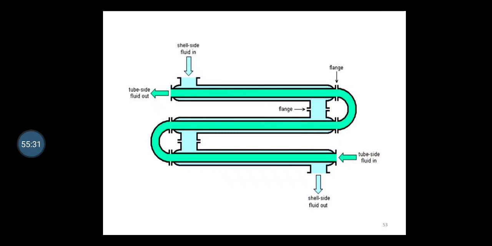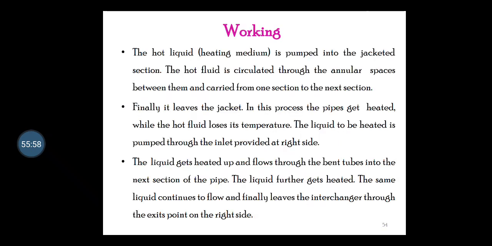The liquid to be heated is pumped through the inlet provided at the right side. So the liquid gets heated up and flows through the bent tubes into the next section of the pipe. The liquid gets further heated, continues to flow, and finally leaves the interchanger through the exit point on the right side.